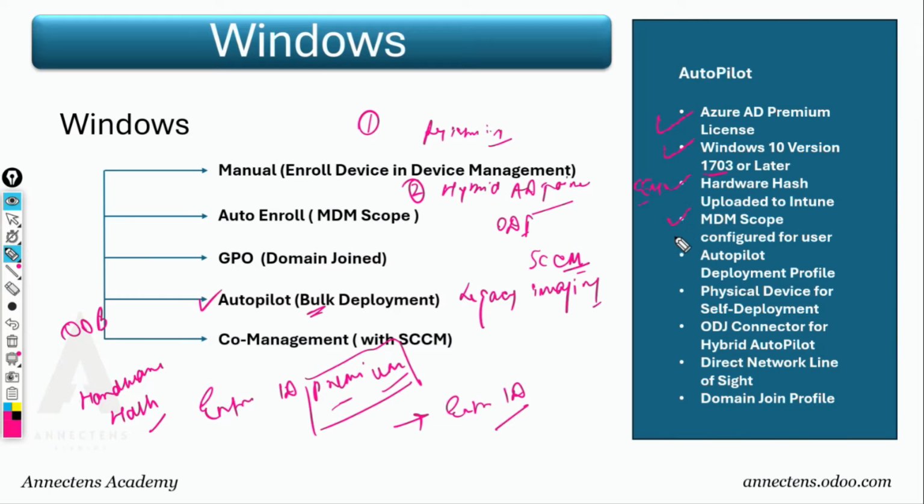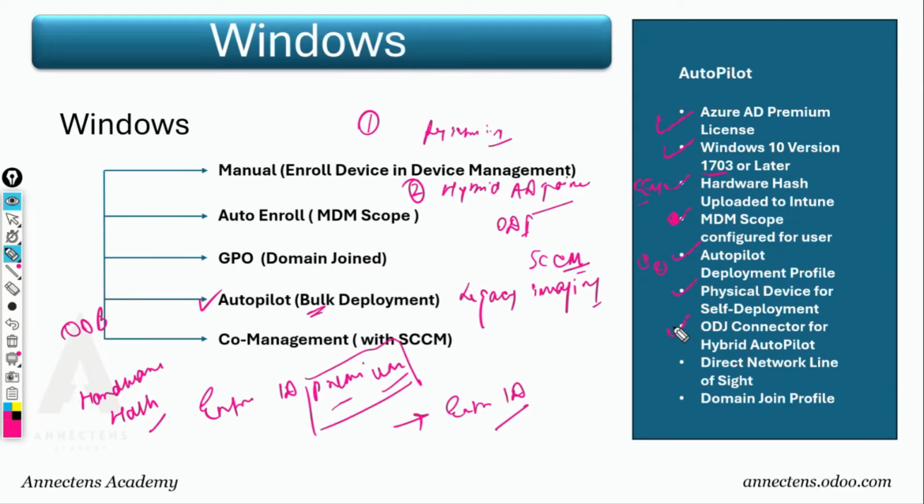Then MDM scope configured for the user, so that is a mandatory step. Okay, that needs to be there. Autopilot deployment profile we need to set. So as I said, there are two profiles that we need to create. Physical device for self-deployment. So if you're doing self-deployment, we require physical device access because we need to press F8 and all sorts of things. So we'll talk about it when you're doing the practical in the demo sessions.